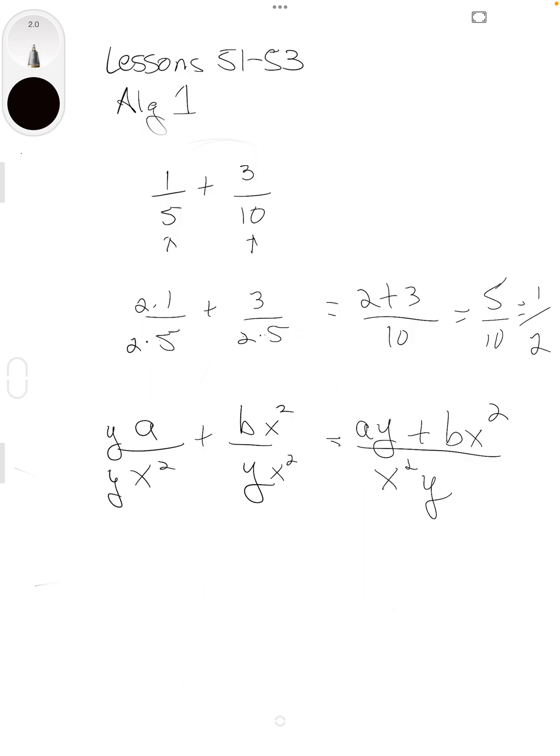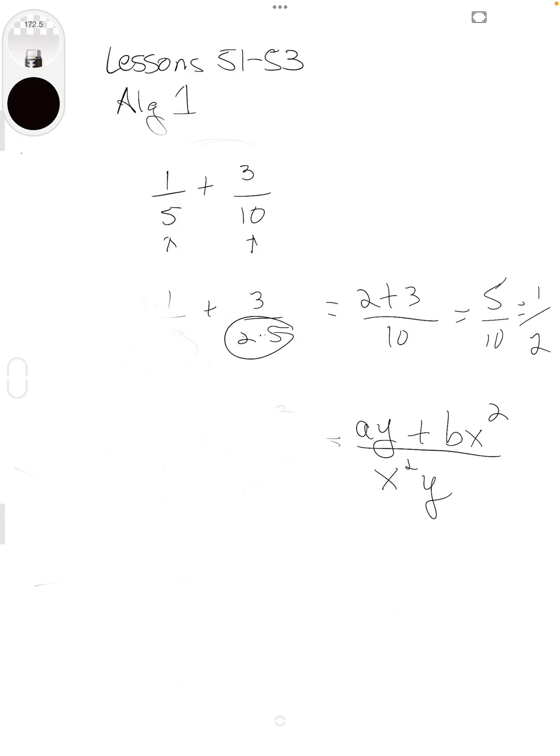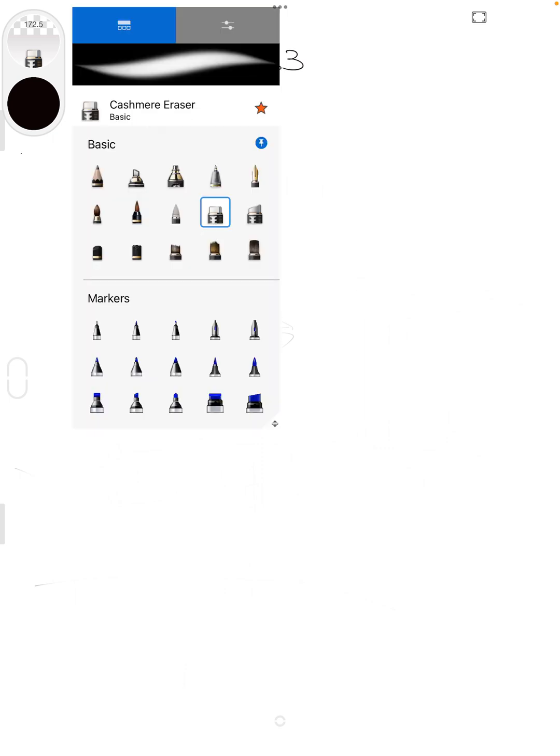So it is getting the denominators to look the same is my goal. So what is lesson 52? That's a review. Lesson 52 is, well, what if they look even uglier? That's really all it is.